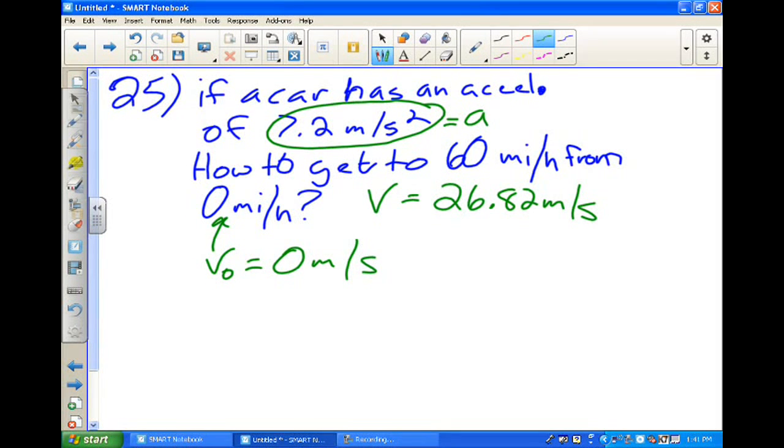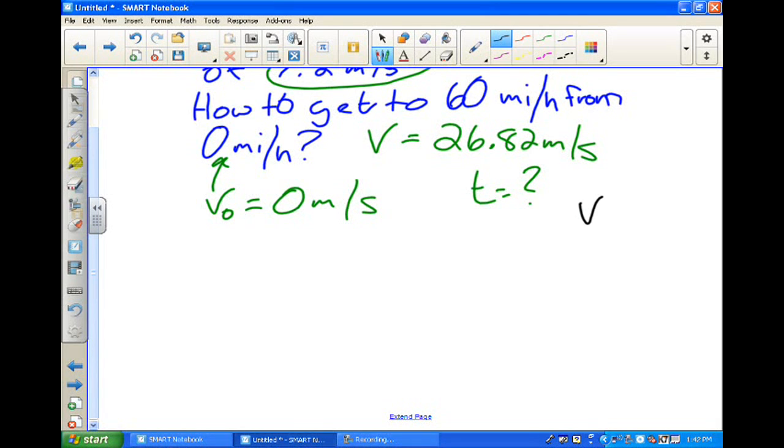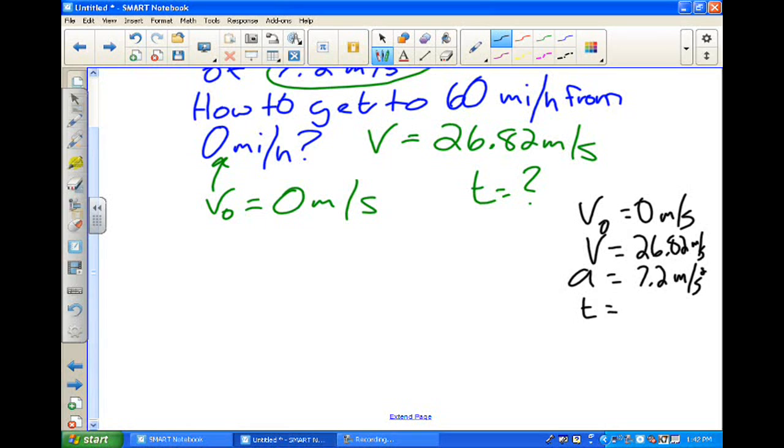So the question asks us, how long would it take? In other words, we need to find time. So we have an acceleration, two velocities, and we're asked to find time. Next step in the process is to find an equation that will help us use the initial velocity of 0 meters per second, the final velocity of 26.82 meters per second, with the acceleration of 7.2 meters per second squared, and find time. So if we look on page 57 in our textbooks, we find that one of the equations that has all of those variables is v equals v naught plus a times t.